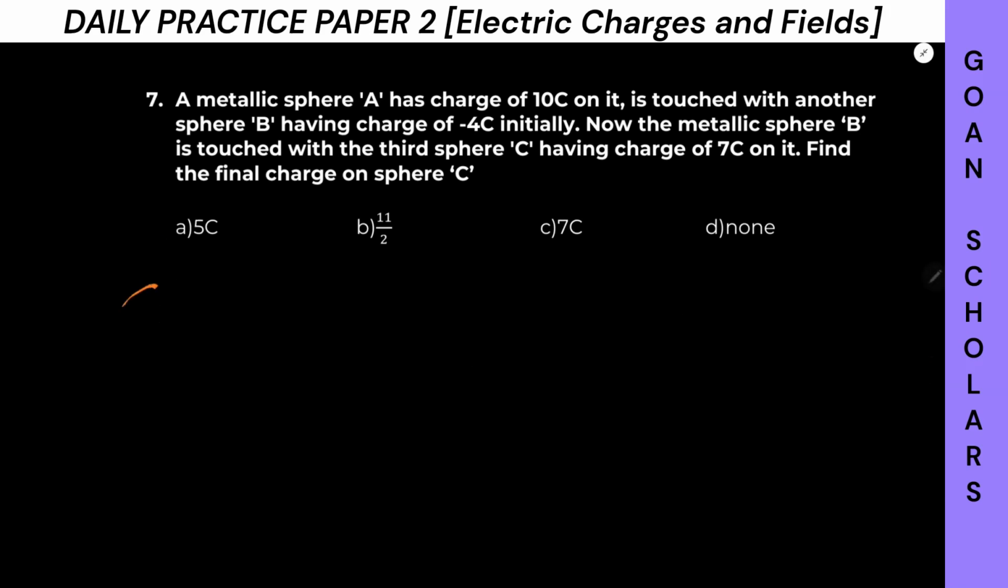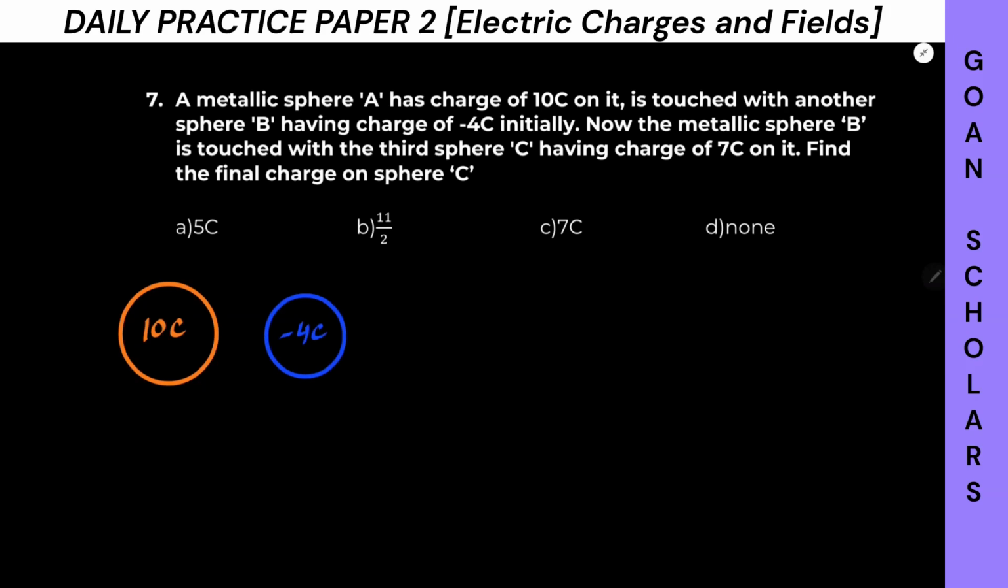Okay, so let's draw here. This is our metallic sphere A. And what is the charge on it? 10 coulomb. It is touched to another metallic sphere B having a charge of minus 4 coulomb. So let's draw here. This is our B, and on this there is minus 4 coulomb.